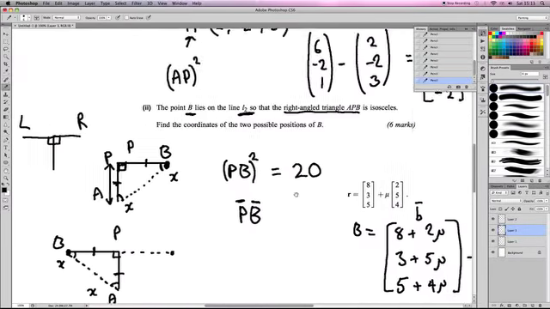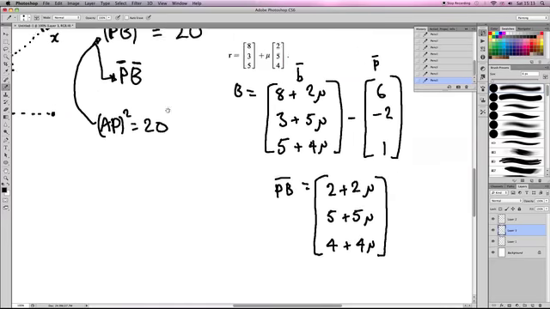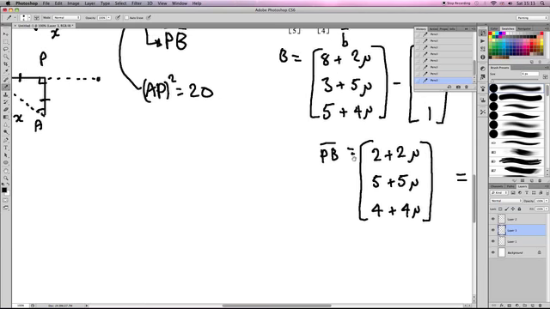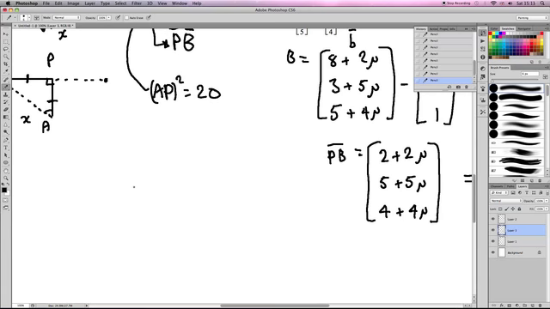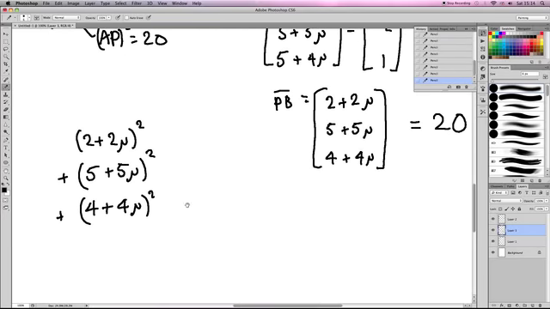Now we can use the fact that when we found AP squared equal to 20, if AP and PB are the same, we can use this fact here. So PB squared has to also be equal to 20. So if I square this, that has to be equal to 20. So let's just try to square it now. 2 plus that squared, and now I've got 5 plus this. I also want to square that, and 4 plus this. I also want to square that, and I want to add them all together. Wow, this is long and tricky.